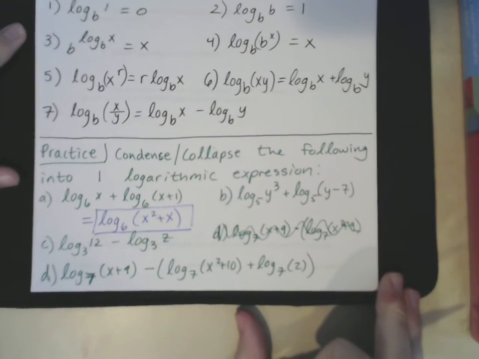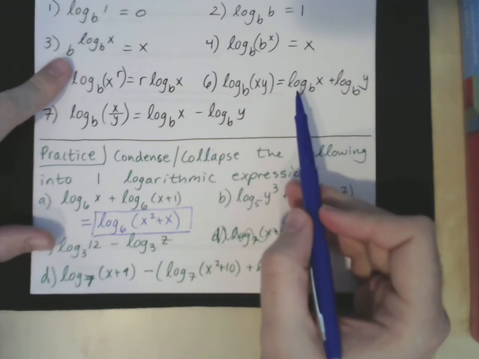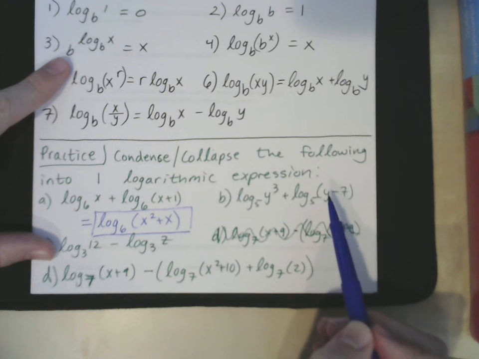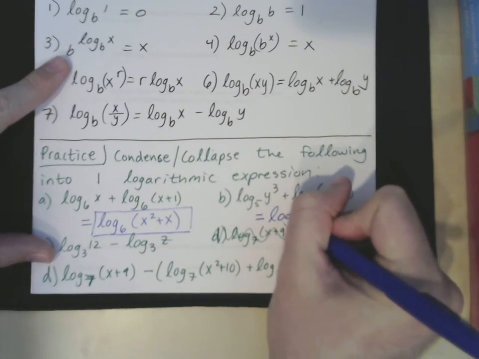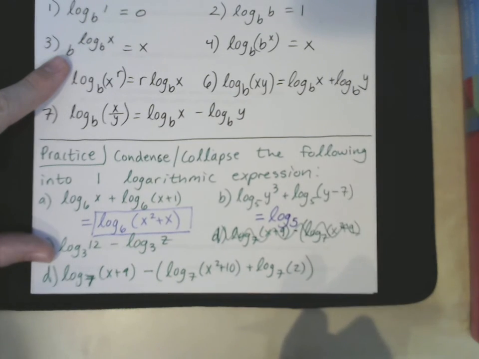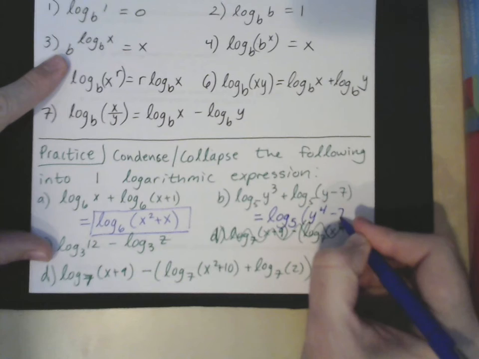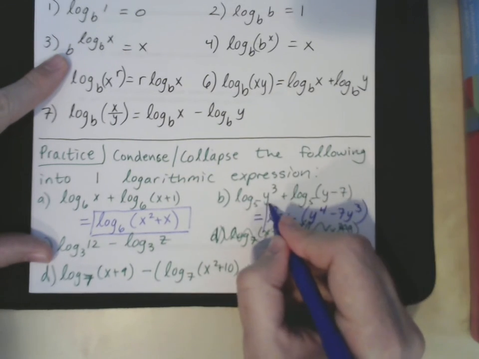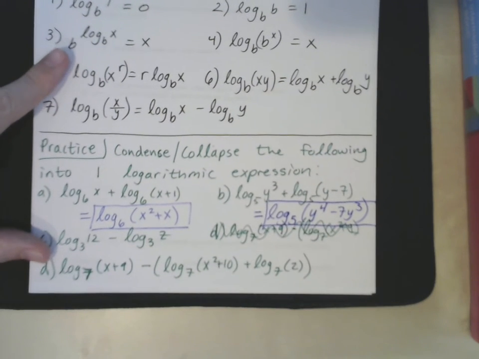Moving on to part B now. We still have the same base. It's still an addition, so we're still using property 6. So we're going to be multiplying y cubed by the quantity y minus 7. So this is going to be log base 5 of y to the 4th minus 7y cubed, multiplying through. So that becomes our final answer.